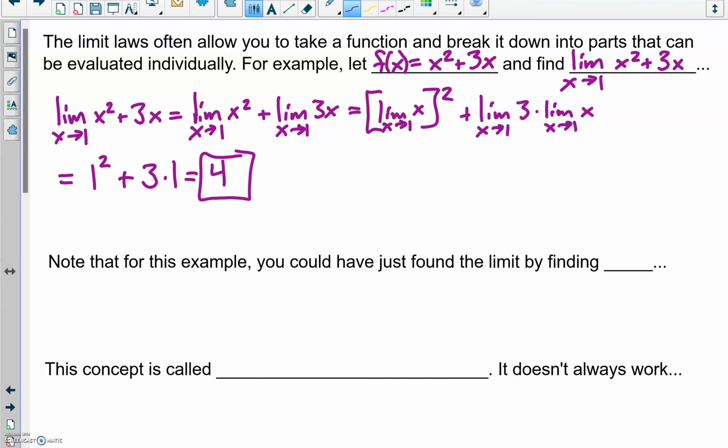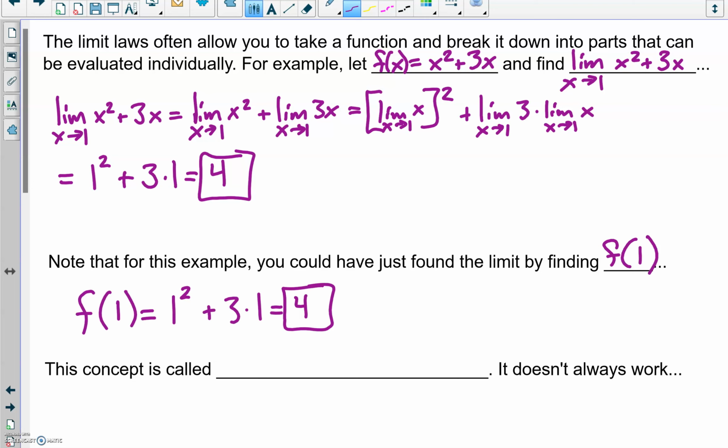And note that for this example, you could have just found the limit by finding f of 1. You plug in the 1 and you get 1 squared plus 3 times 1. It looks a whole lot like this right here. And you still get 4. So this concept is called direct substitution.